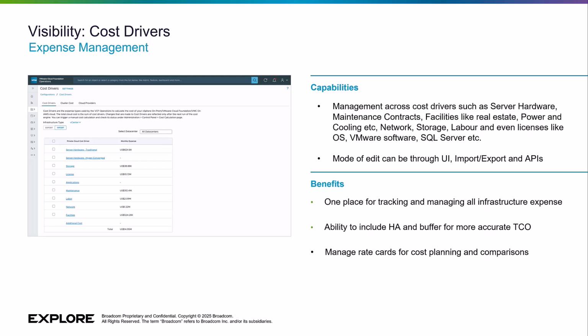And so with cost drivers, you can apply cost to server hardware, your maintenance contract, and your facilities such as real estate, your power, your cooling, your network, your storage, all of that, right? You're able to edit the cost directly in the UI, and you're even able to export those configured costs. So once you've got a standard in place, you can export that for use across your other infrastructures. And one of the things that I need to mention here is that you can also include HA and buffer to even get more accurate total cost of ownership as well.